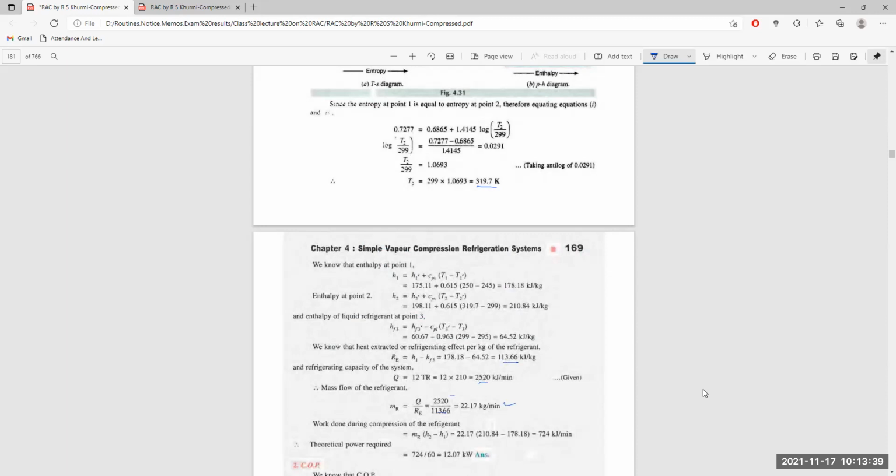Thus, the work done during the compression of the refrigerant is the mass flow of the refrigerant multiplied by the rise in enthalpy from H1 to H2 during the compression process, which is all known to us. Put the values here, 210 minus 178 is equal to 274 kilojoule per minute. So the power required is 274 divided by 60 kilowatt, or 12.07 kilowatt power is required for the compressor itself.